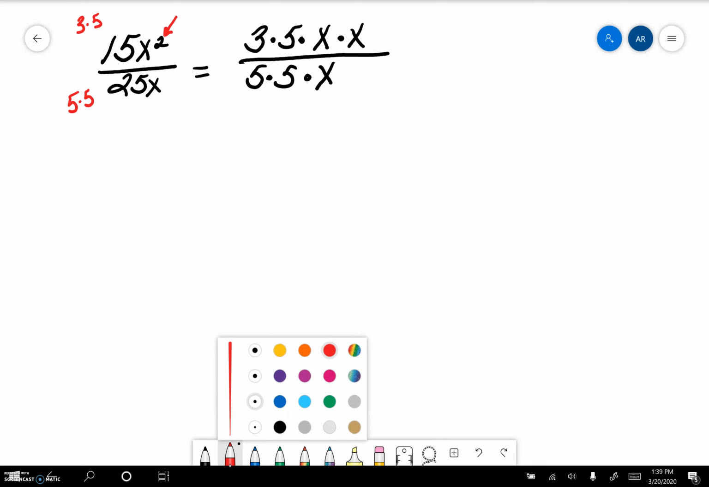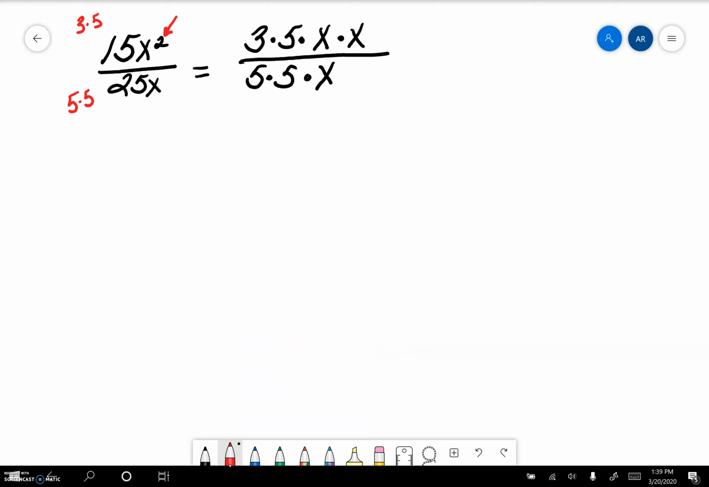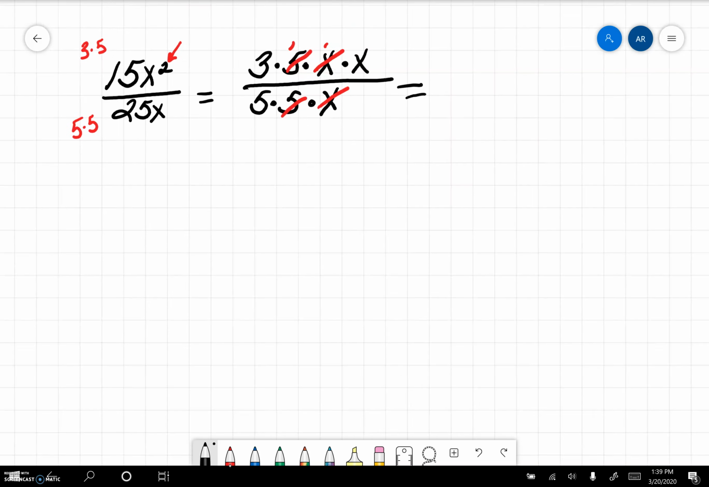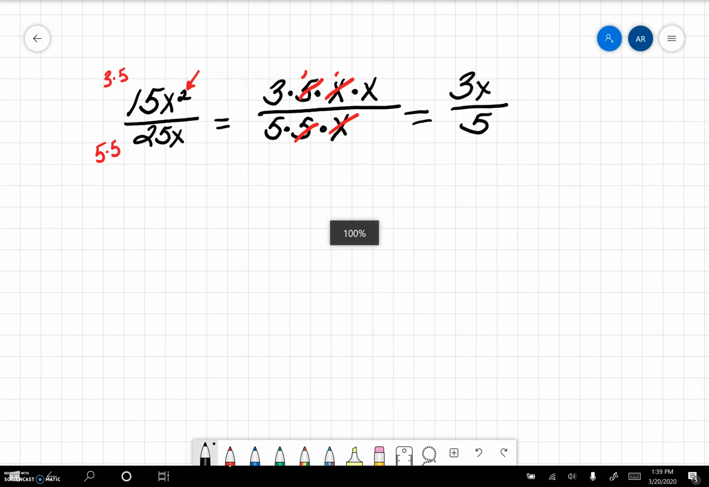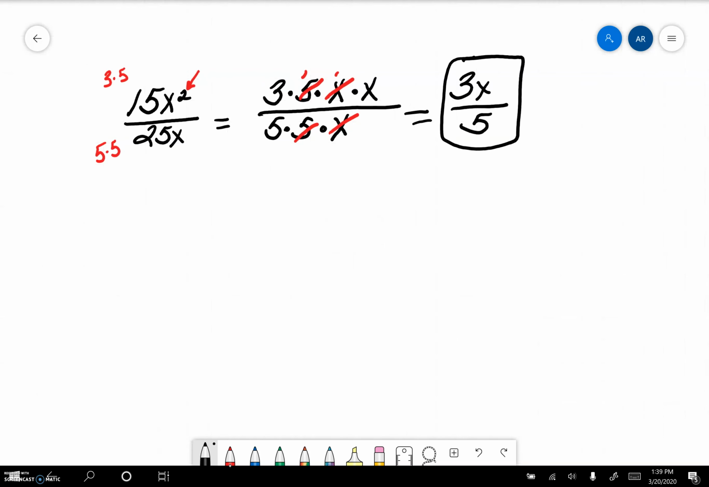Now I'm going to say, okay, whatever I have on the top that is also on the bottom will reduce down to a 1. I have 2 x's here, but I don't have another x on the bottom, so that must stay. Same with the 3 and 5. There's no more 3's and 5's. There's no 3 on the bottom, there's no 5 left on the top. So I'm just going to gather that, and my answer would be 3x all over 5. And that right there is my final answer.